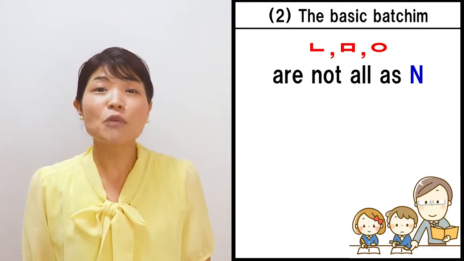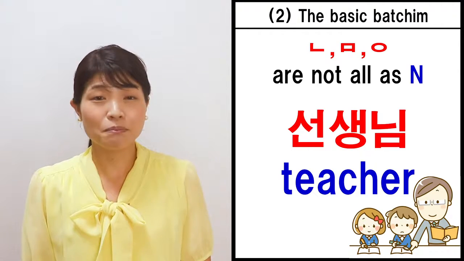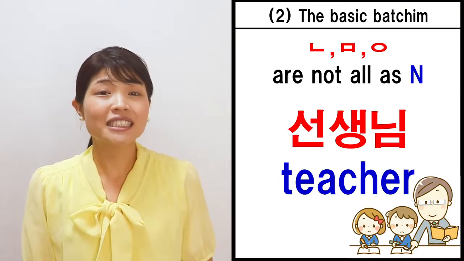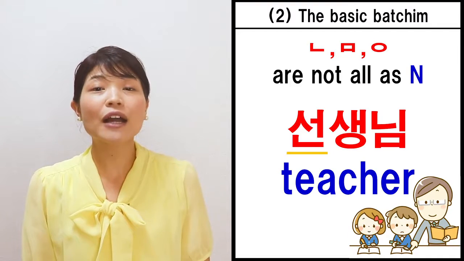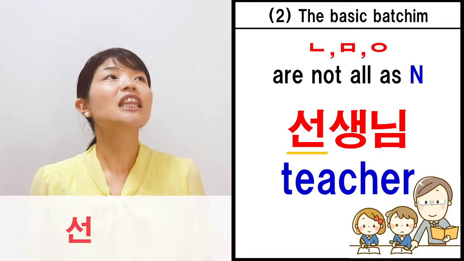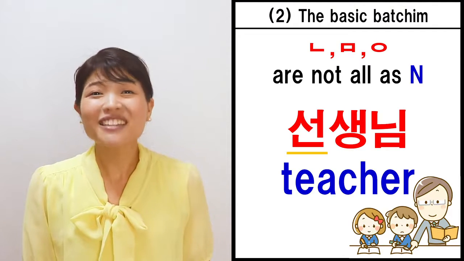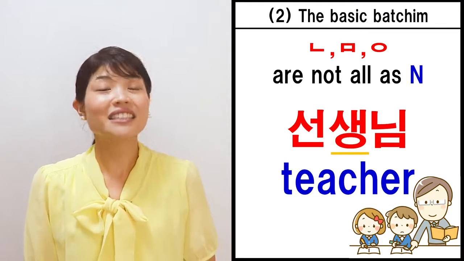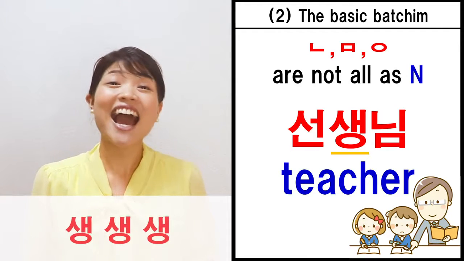The word that is the most useful when practicing these three Batchim is 선생님, which means teacher. When you pronounce n Batchim in the first letter, 선, your tongue touches the back of your upper teeth. 선, 선, 선. You got it? When you pronounce the next letter, 생, you open your mouth big. Your tongue is still. 생, 생, 생.